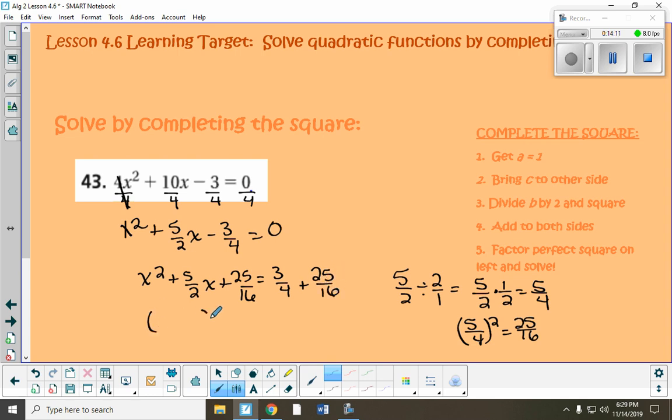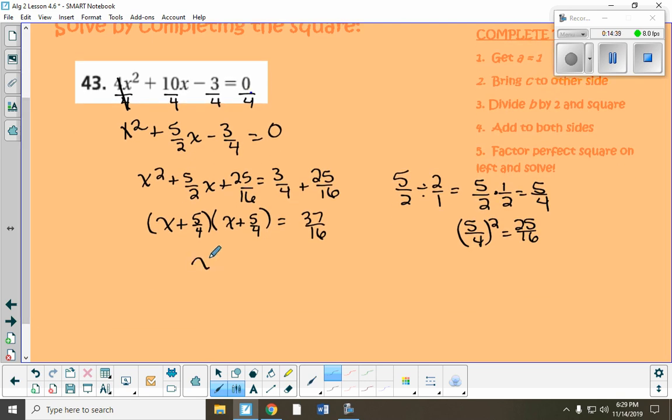Now we'll go ahead and factor. I'll write those both out this time. So that would be x plus 5/4 and x plus 5/4. And here we need to get a common denominator. So if you add 3/4 plus 25/16, that would be 37 over 16. So now we have x plus 5/4 quantity squared equals 37 over 16. Remember, when you're adding fractions, folks, that you need to get a common denominator. If you're using a calculator that has a fraction key, you can also just plug that in, 3/4 plus 25/16.